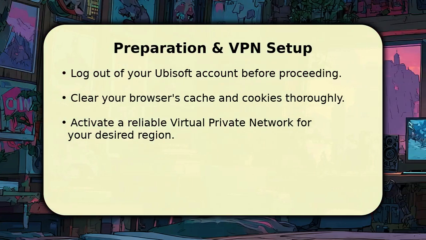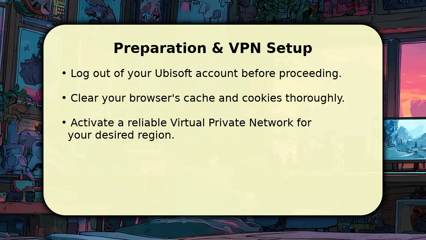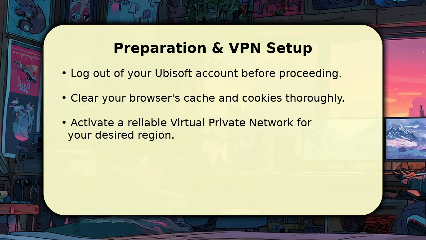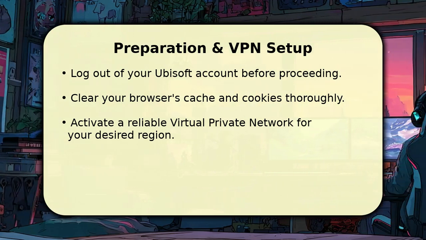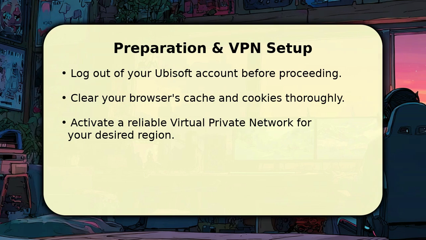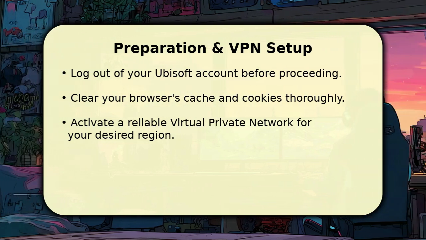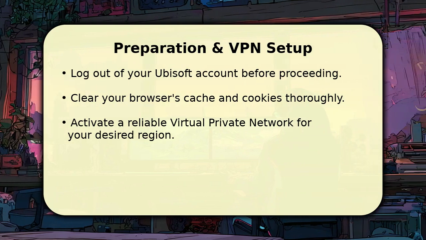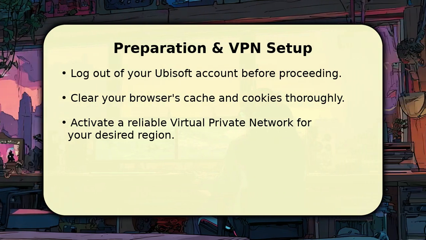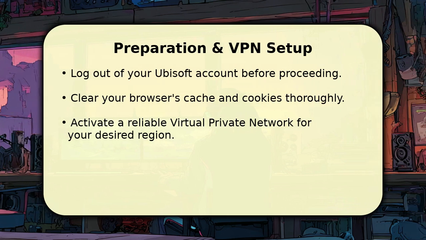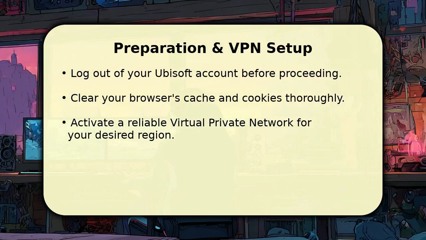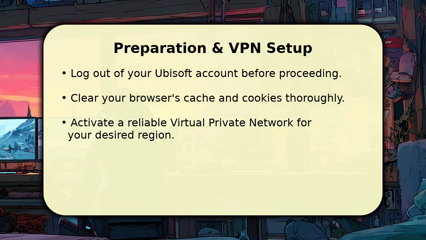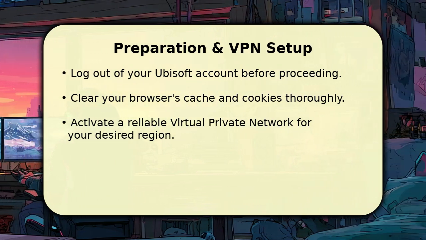Preparation is key before attempting any region change. Begin by logging completely out of your Ubisoft account on all devices. Then, clear your web browser's cache and cookies to remove any lingering location data. The next critical step involves activating a virtual private network, commonly known as a VPN. Select a server location that corresponds to the region you wish to access. For example, if you want United States pricing, connect to a United States server. This masks your true location.